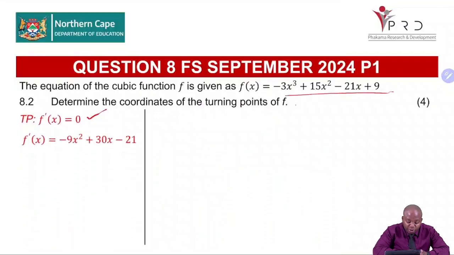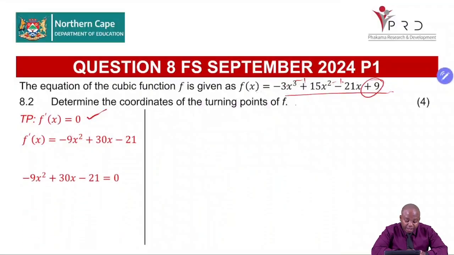Our first derivative: 3 times negative 3 gives us negative 9, and the power minus 1 gives negative 9x squared. Then 15 times 2 is 30, and the power minus 1 gives 30x minus 21. Then the 9 falls off when we differentiate.